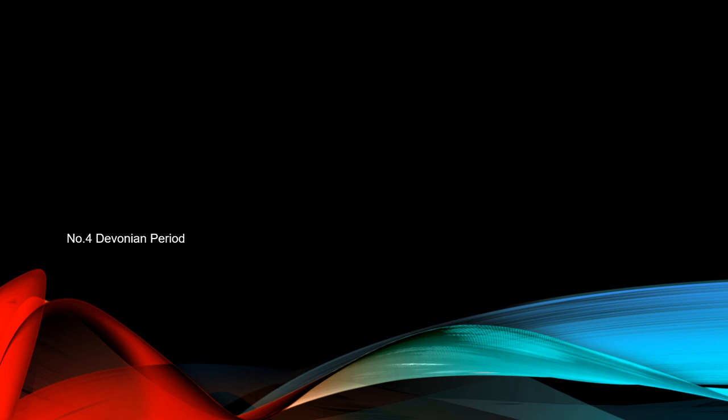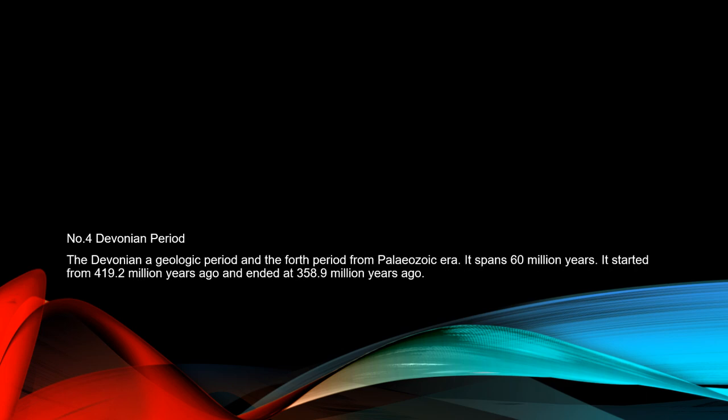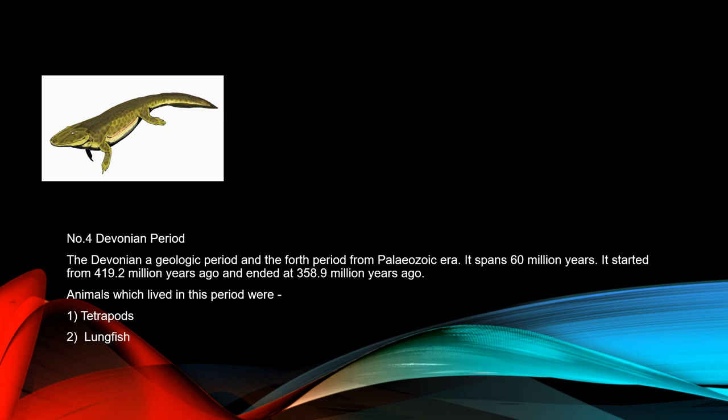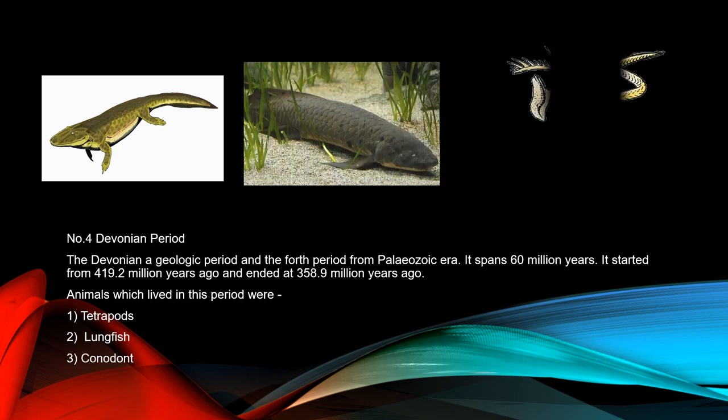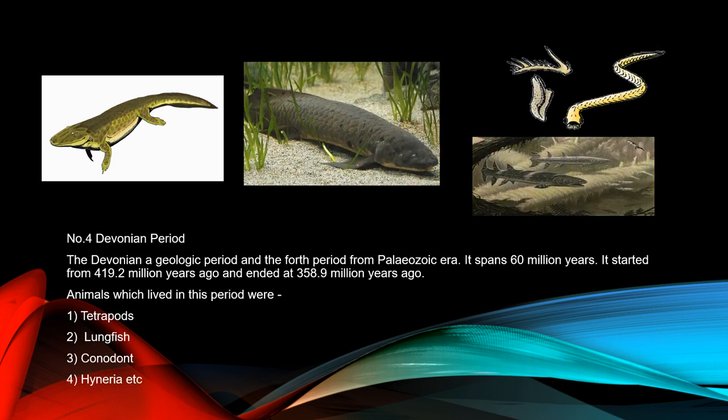Number 4. Devonian. The Devonian is a geologic period and the fourth period from Paleozoic era. It spanned 60 million years. It started from 419.2 million years ago and ended at 358.9 million years ago. Animals which lived in this period were tetrapods, lungfish, conodont, hyaenidia, etc.